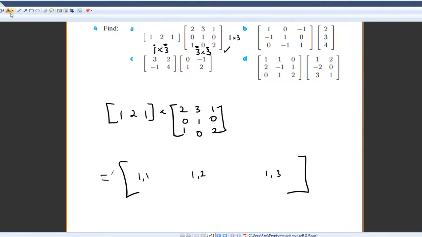Now I just need to erase that. Where's the eraser? Is that it? So let's get rid of that.